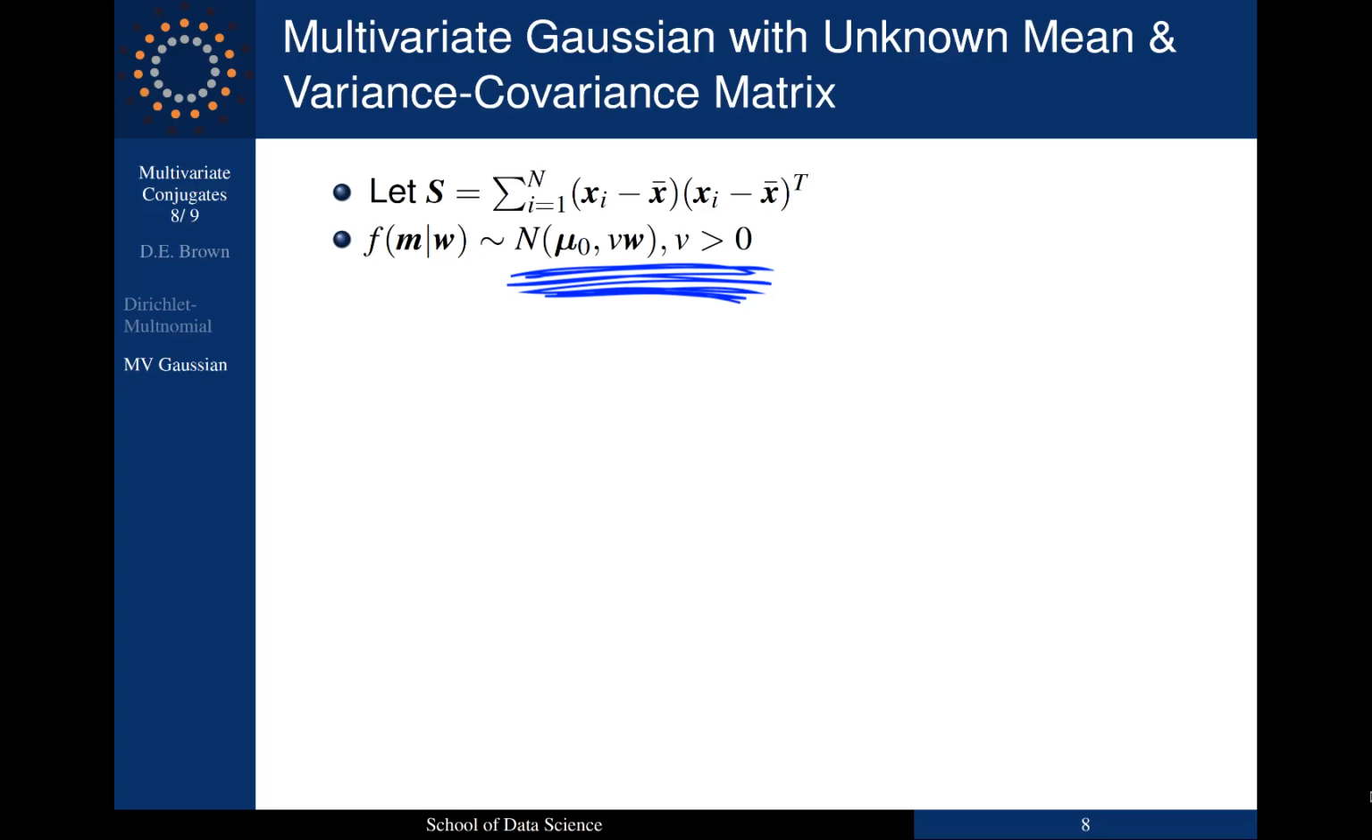The nu parameter is very much like tau naught. In the univariate case, we can consider it to be roughly the number of observations we think we have in our prior distribution. And in that sense, it has to be strictly greater than 0.